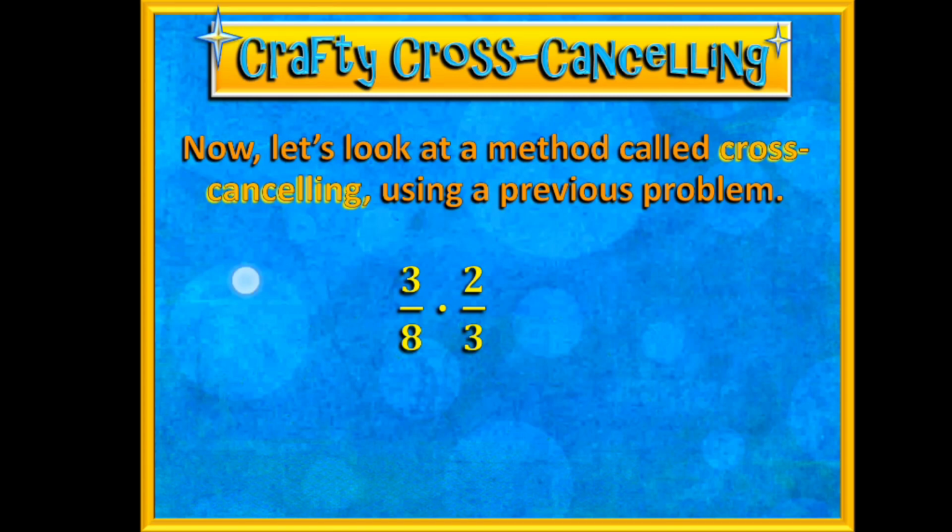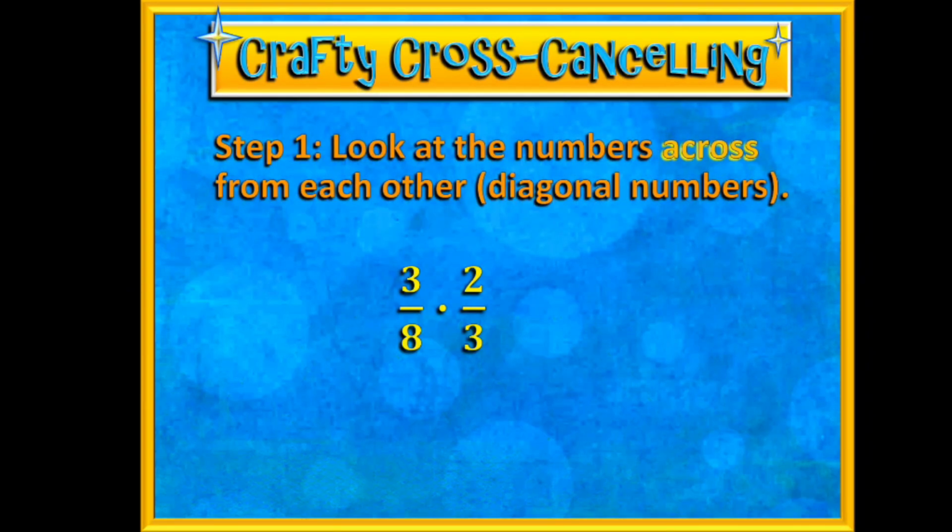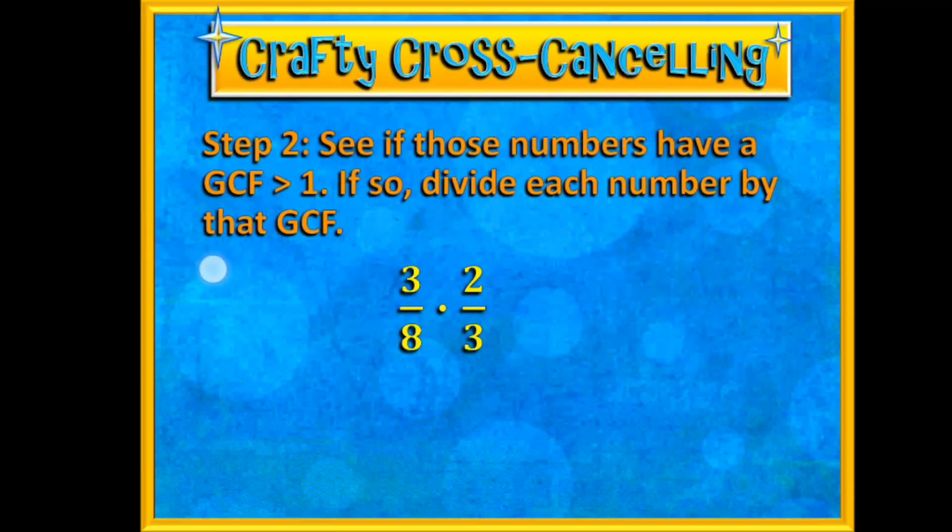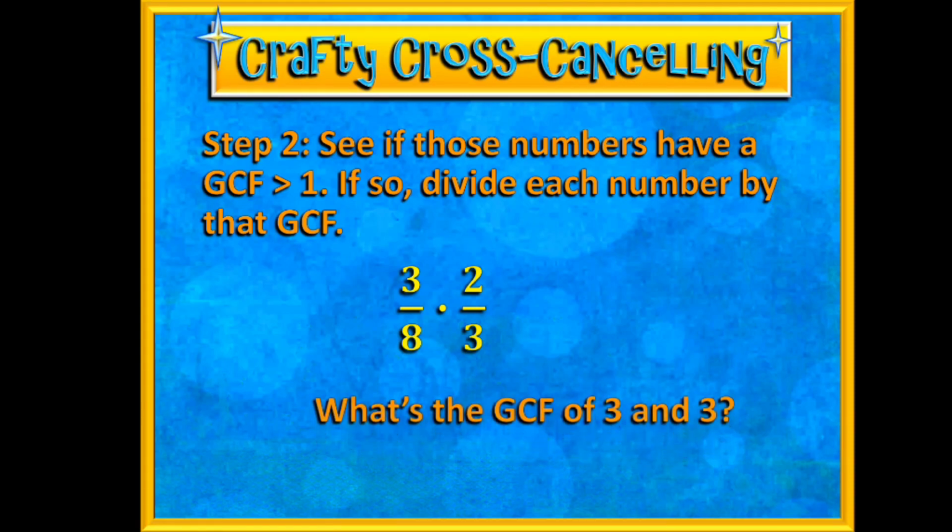So, actually, when we say cross-canceling, step 1 is you just have to look at the numbers across from each other, diagonal numbers. So we have 3 times 3. We also have 8 times 2 there, right? So cross-canceling. See if those numbers have a GCF more than 1, and if so, divide each number by the GCF. So what is the GCF of 3 and 3? The GCF is actually 3.